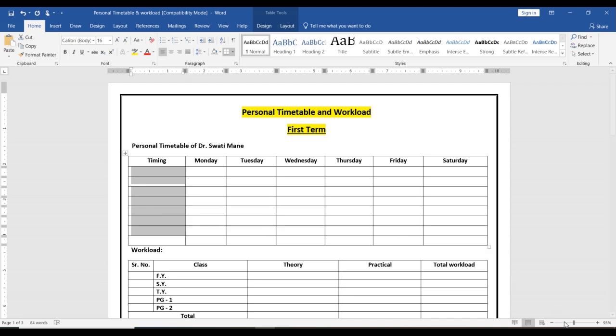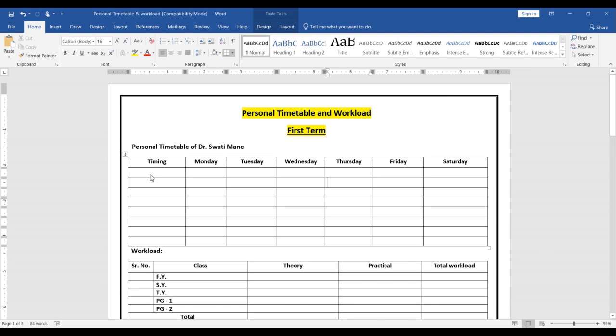This is the personal timetable table. Now let's start with timing column. So I will put all timings in the timing column. So you have to start with your starting time and you have to end with your end time. So the first lecture is started at 8 o'clock and the schedule will end at 2 o'clock. Now day wise I have to mention the lecture slots allotted to me.